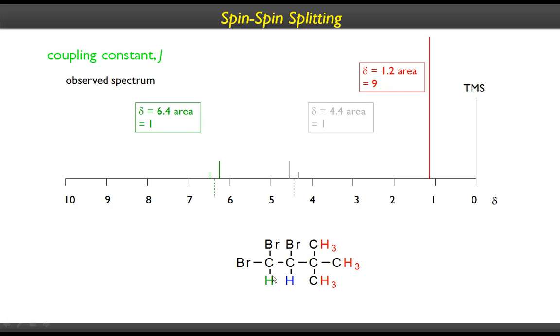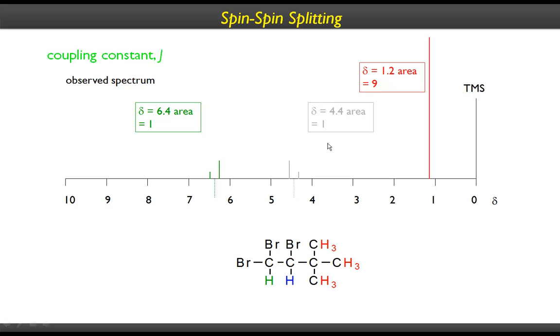If this green hydrogen is affected by this blue hydrogen, or the magnetic field of this hydrogen is affected by the magnetic field of this one, it should be the other way around too. The effective magnetic field of this hydrogen is affected by the local magnetic field of this hydrogen, to the same extent. So the coupling constant, the distance between these two peaks, will be the same as the distance between these two peaks. So it's reciprocal, right?